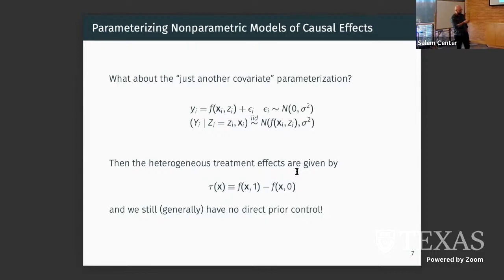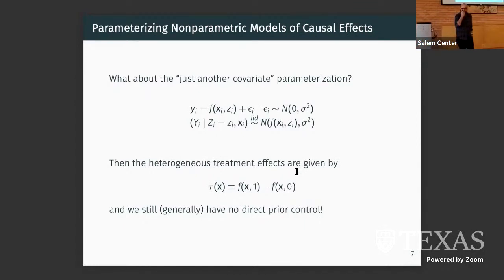Okay? And so now, I have a model where my conditional mean is just given by f of x and z, right? So we're just treating z like another covariate. The conditional distribution for y given z and x just has a normal distribution centered here. The heterogeneous treatment effects we get by plugging in a 1 for z and a 0 for z and then taking the difference to get tau of x. But again, most of the time, for most of the priors that we're going to use on f, we have the same problem. We don't have any direct prior control on tau of x.